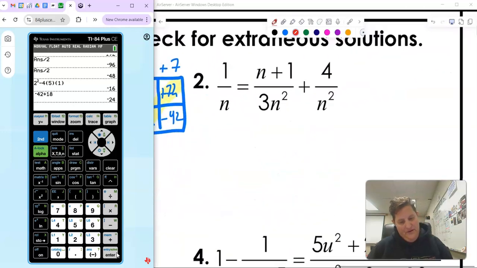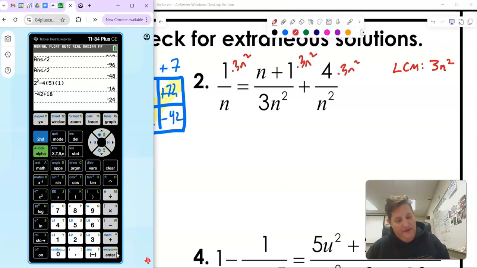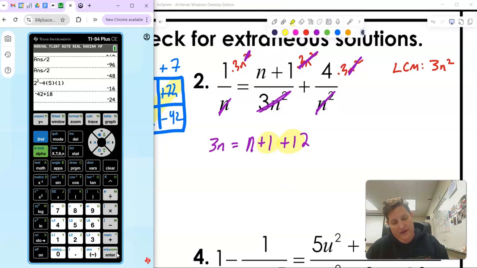Now this one, I'm going to do an LCM, and my LCM is going to have a 3 in it and an n squared in it. So I multiply each part by 3n squared. On the first part, one of the n's cancels out, so I have 3n. The next part, the whole 3n squared cancels out, so I have n plus 1. And in that part, the n squareds cancel out, so I have 12. Now remember, you combine whatever you can on the same side first. So that's 3n equals n plus 13.